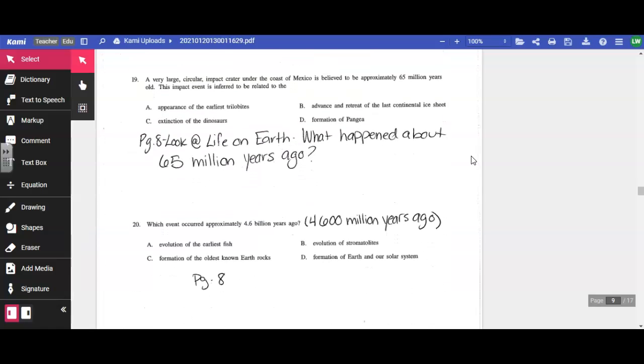Number 19. A very large circular impact crater under the coast of Mexico is believed to be 65 million years old. This impact event is inferred to be related to the what? Appearance of the earliest trilobites, advance and retreat of the last continental ice sheet, extinction of the dinosaurs, or the formation of Pangaea. So look at page 8 in the Life on Earth column. What happened about 65 million years ago?